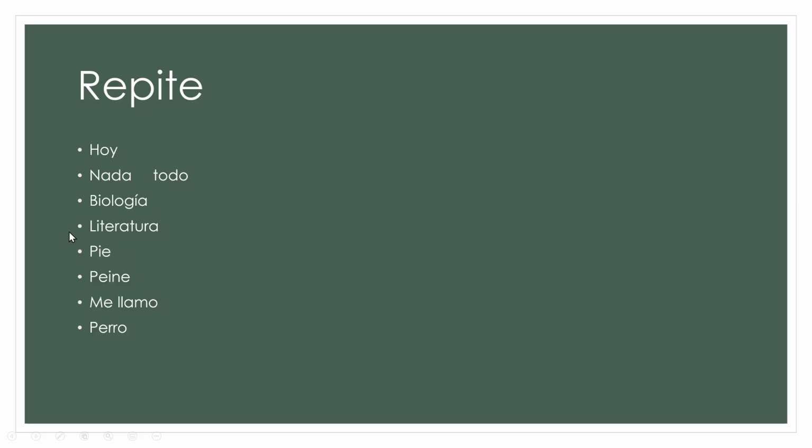Pronounce the vowels as they are in Spanish. Pie. How about this next one? Oh, pie means foot. Peine. A comb, to comb your hair. Peine. This one we learned, my name is, or I'm called. Me llamo. Me llamo. And lastly, perro.